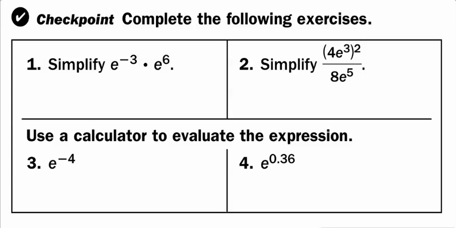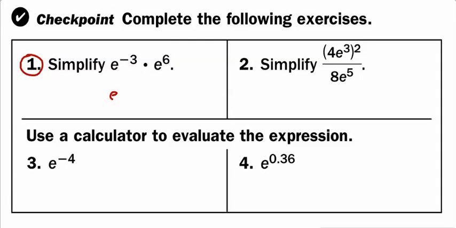Hello, we're in Algebra 2, Chapter 7, Section 3. This is page 2 of the notes. We're talking e. We have this checkpoint at the top of the page. The first problem here says simplify e to the negative 3 times e to the 6.